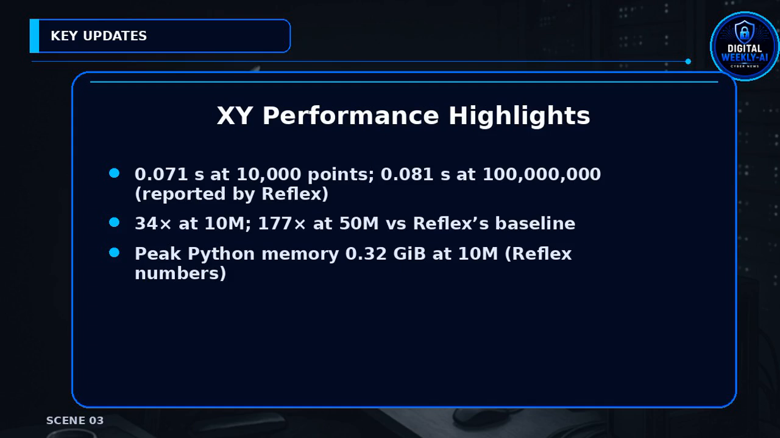Peak Python memory at 10 million, 0.32 gigabytes for XY compared with 0.84 gigabytes for Matplotlib and 1.86 gigabytes for Plotly. With density disabled, XY draws 100 million exact markers in 1.343 seconds on 5.26 gigabytes. A 10 million point interactive export is about 258 kilobytes versus 259 megabytes for a Plotly equivalent. These are Reflex's reported numbers and include the project's caveats.